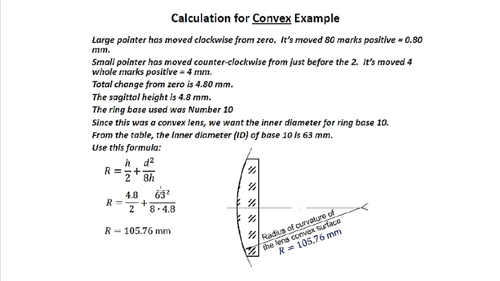So let's put your D as 63 for this equation, and your H is 4.8 millimeter from your measurement, your sagittal height. We're going to solve the whole thing. Use your Excel, and you'll get 105.76 millimeter. Let me check if his calculation is correct. I'm going to open up Excel and put the whole thing in and calculate.